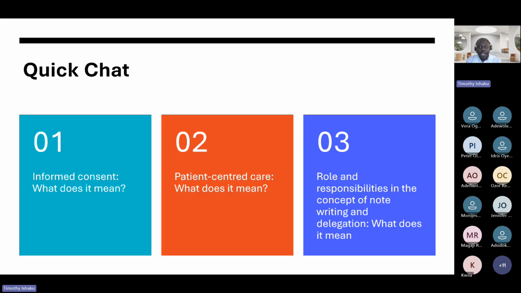Okay. And how does it apply to you as a therapist, physiotherapist? Think of it in your clinical documentation practice. How does it operationalize? If you can make it simple. Thank you for your contribution. Anybody? So thank you, Jennifer. What do other people think about informed consent?